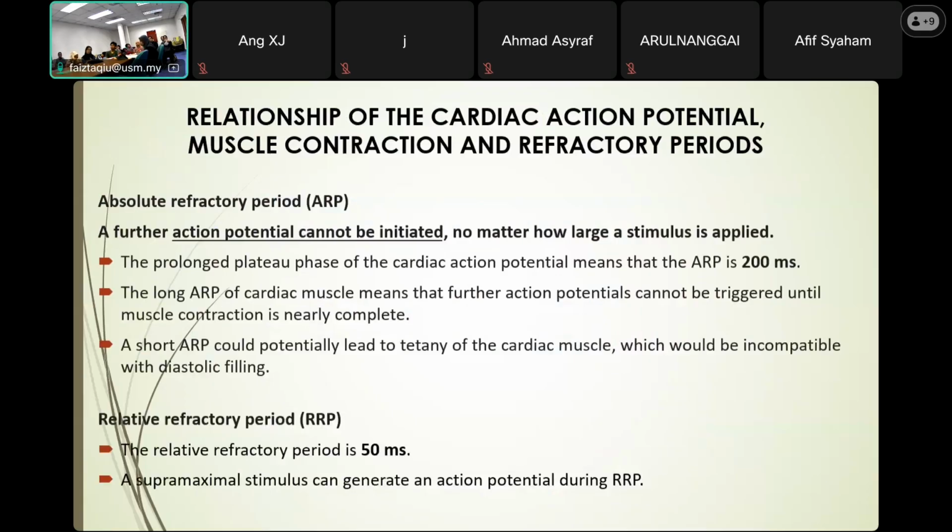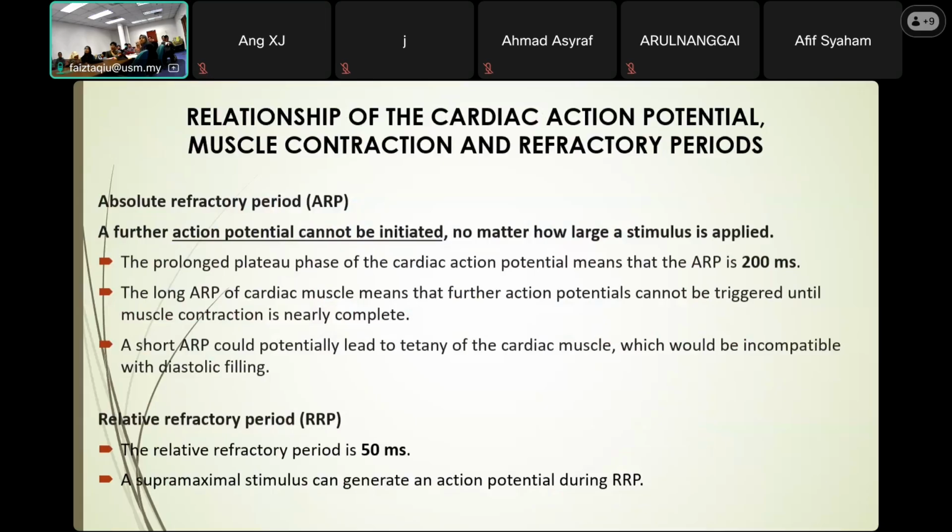In the ARP, or the absolute refractory period, a further action potential cannot be initiated, no matter how large a stimulus is applied. If you were to try and understand this better, like TOF, you have the supramaximal stimulus and all that, no matter what, an action potential cannot be initiated. The ARP lasts for about 200 milliseconds, and during this ARP, an action potential cannot be triggered until muscle contraction is nearly complete. Keyword nearly complete, I'll explain in a while.